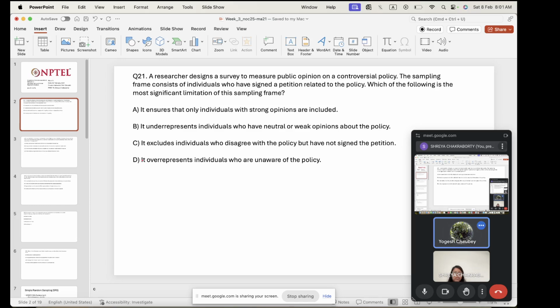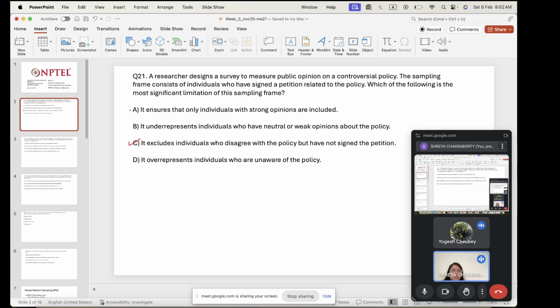Sampling frame consists of individuals who have signed the petition related to the policy. Excludes individuals who disagree with the policy but have not signed. So C, I feel C is the most appropriate one because, for public opinion on a controversial policy, people may have an opinion but may not have signed the petition. So those individuals are excluded.